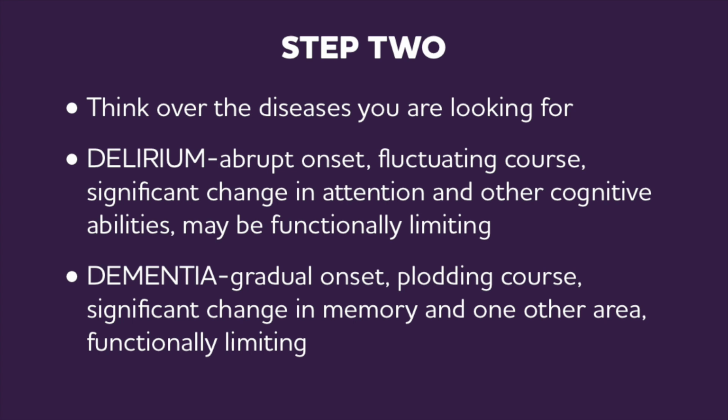Step 2. Let's think over the diseases that you're looking for. Delirium presents with an abrupt onset, a fluctuating course, and is a significant change in attention and other cognitive abilities. It also may be functionally limiting. Dementia, on the other hand, has a gradual onset and a plodding course. There is significant change in memory and one other area, and it is functionally limiting.